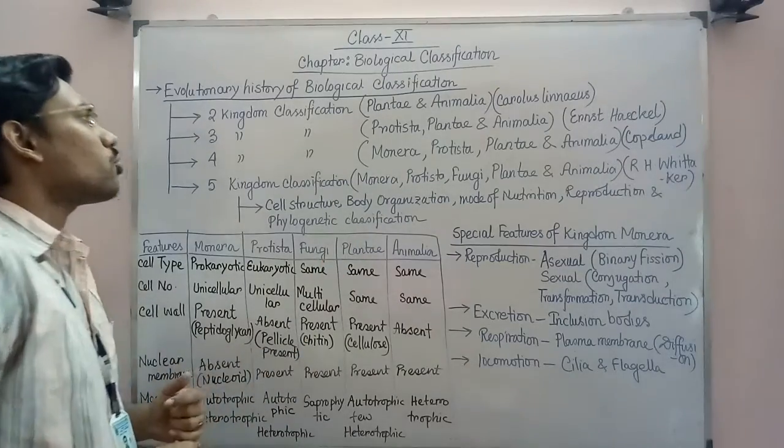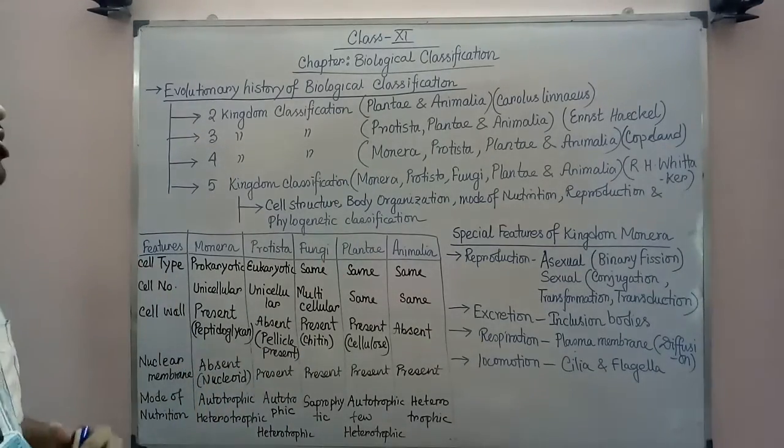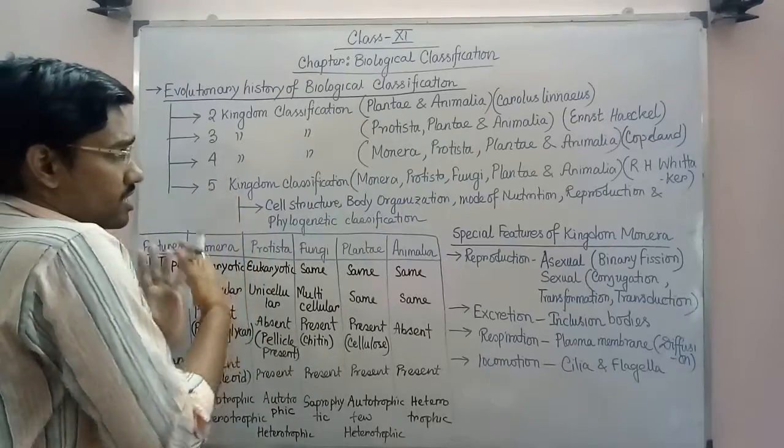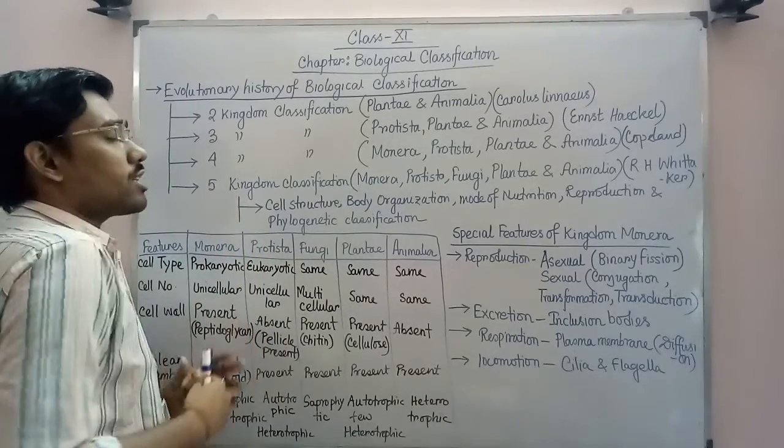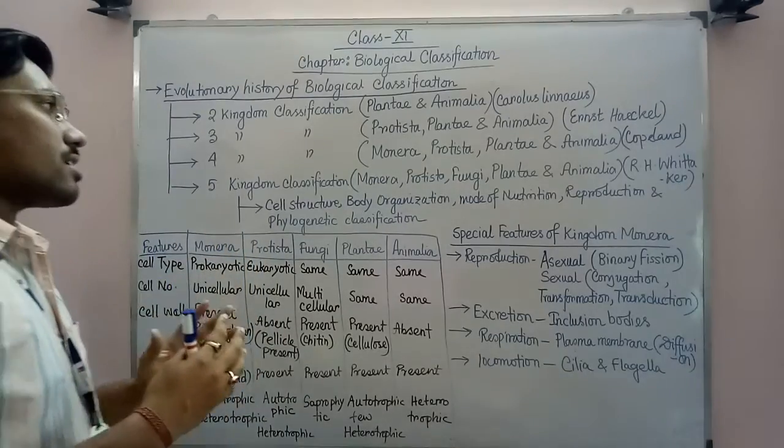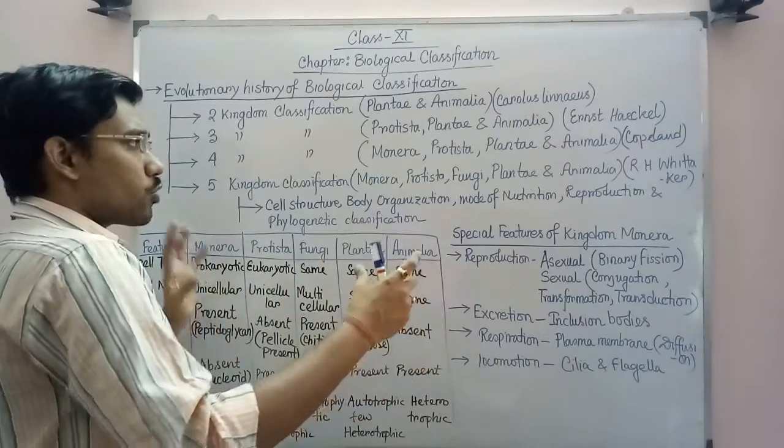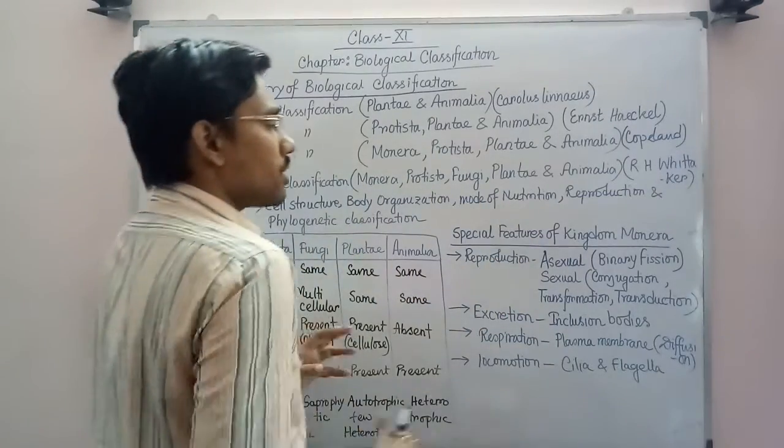Why did he create four different kingdoms? Based on the feature of cell type, or the cellular organization, he created two categories. One is the prokaryotic cell category, and another is the eukaryotic cell category.